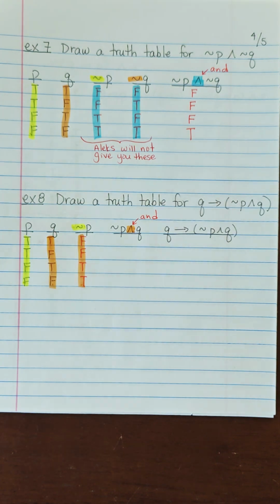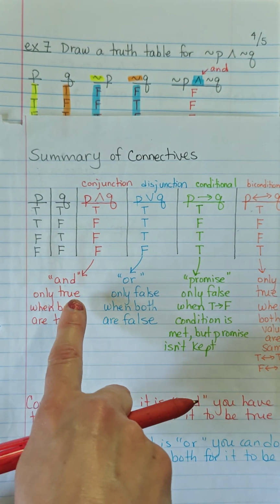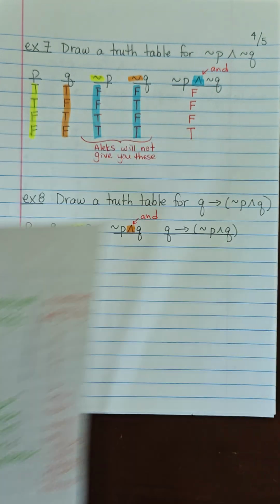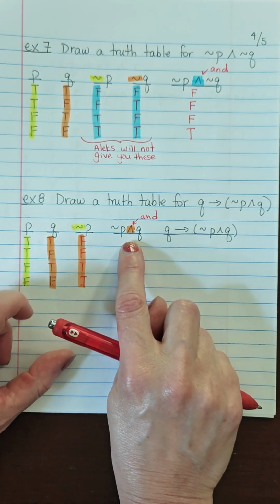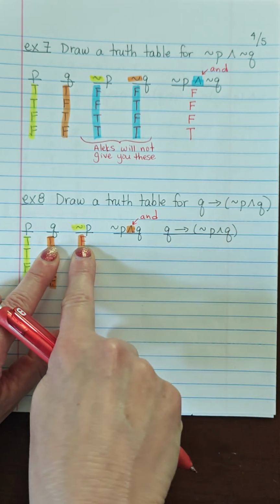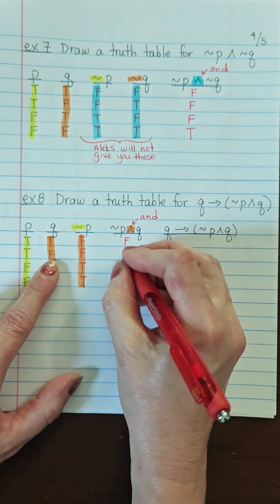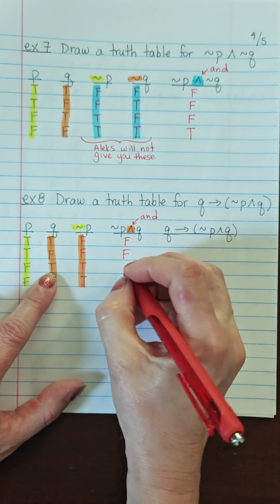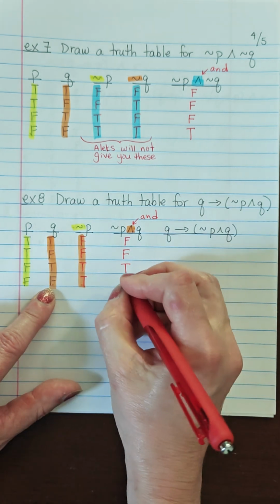All right, so come back to my summary sheet. The conjunction, the and, is only true when both are true. This is only true when both are true. Are both true? No. Are both true? No. Are both true? Yes, it's only true when both are true. Are both true? No.